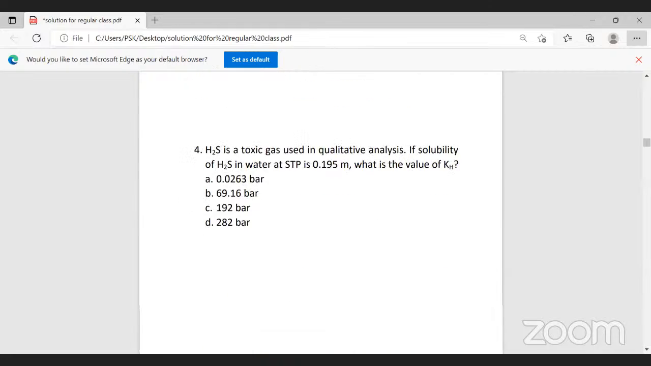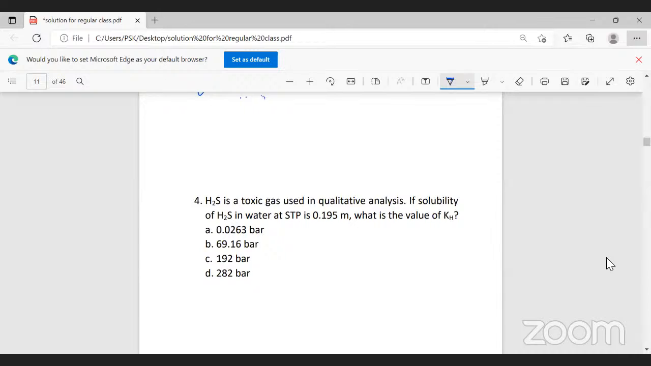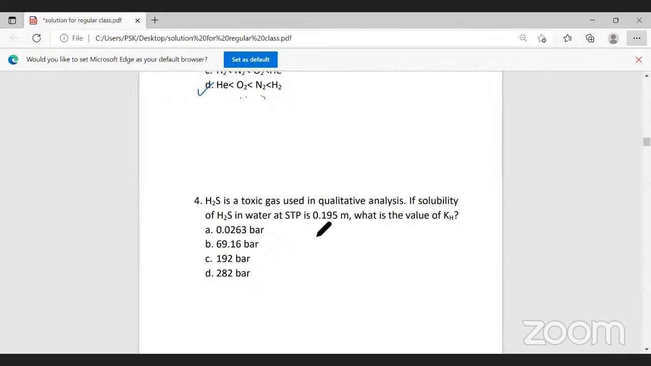Next question, hydrogen sulfide. Hydrogen sulfide is a toxic gas used in qualitative analysis. You would have done salt analysis in your lab. Hydrogen sulfide will give a very bad smell, rotten egg smell. Its solubility in water at STP is 0.195 molal. What is the value of KH?